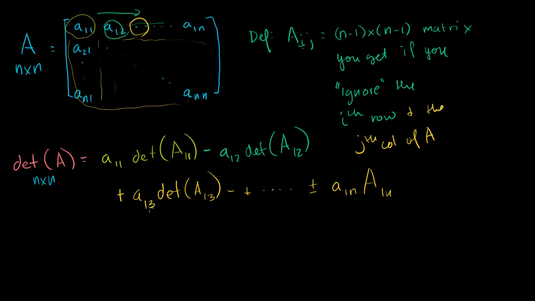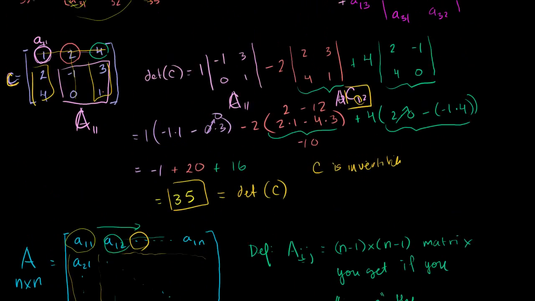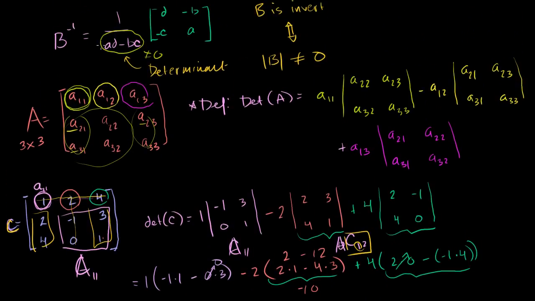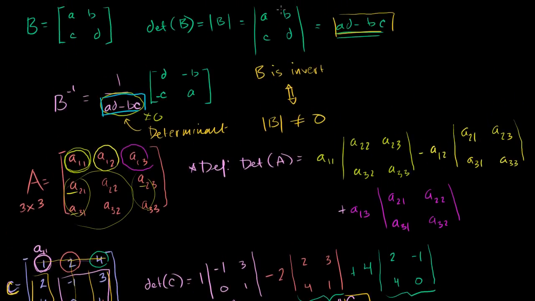Well, you apply this definition again, and then it's going to be in terms of n minus 2 by n minus 2 matrices. And you're like, how do you do that? Well, you keep doing it, and you're going to get all the way down to a 2 by 2 matrix. And that one we defined well. We defined the determinant of a 2 by 2 matrix not in terms of a determinant. We defined it as A times D minus B times C.